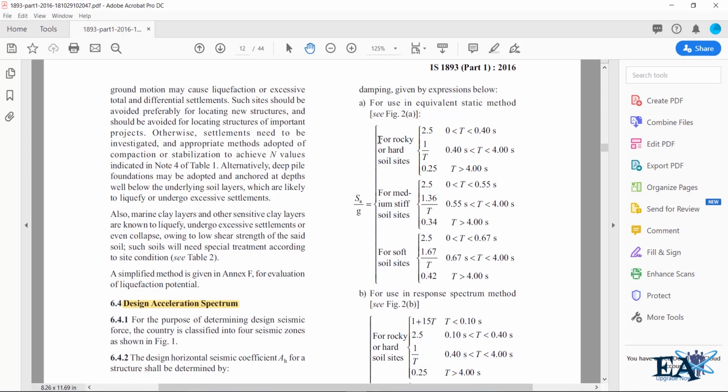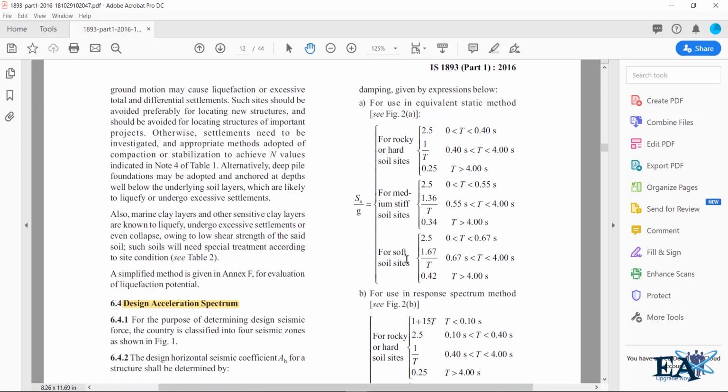Here is Sa by g for rocky or hard soil sites. This information you get from your geological data or the geotech study that you do at the site. Here it says it's 2.5 if the time period of the building lies between 0 to 0.40 seconds, 1 by T if the time period lies between 0.40 second to 4 second, and 0.25 if the time period is above 4 second. Similarly for the medium soil and also for the soft soil.